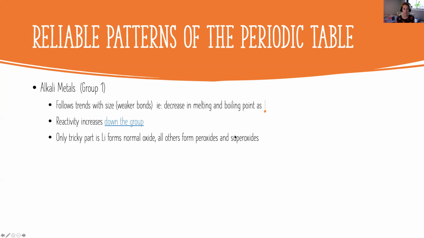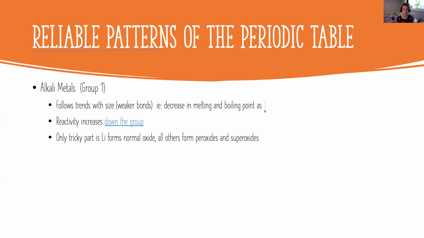So the first thing we're going to talk about is what are some reliable patterns in the periodic table. And why I say reliable, because with so many of the patterns in the periodic table, students want to say that all of the families, or everything in that group, is the same, and that ends up not being true.